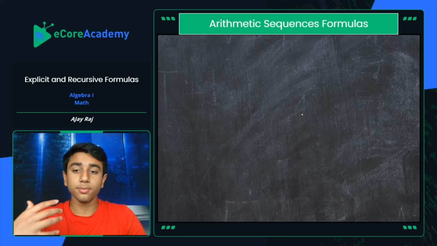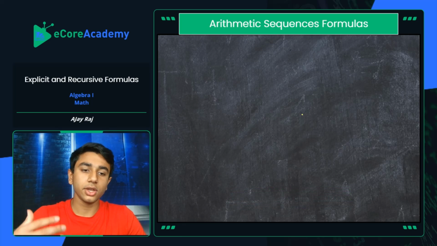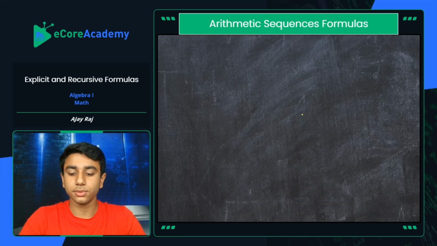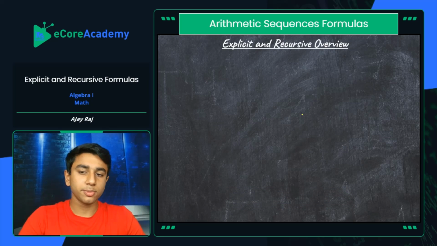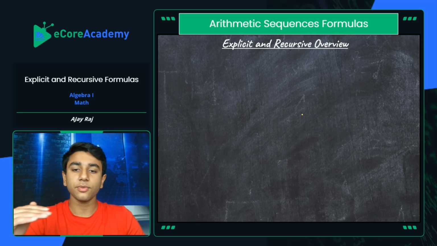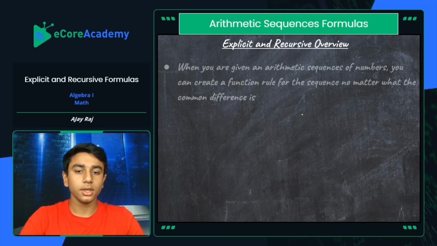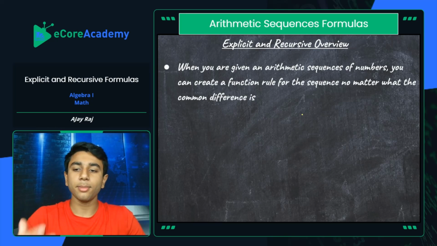So these are called your arithmetic sequences formulas, your explicit and recursive formulas. They apply specifically to your arithmetic sequences and the different properties of your arithmetic sequences. So explicit and recursive overview. I'll go over exactly why we utilize these formulas in generality, and then I'll go over each and every single one, explaining what they are definition-wise in correlation to Algebra 1, and then of course I'll go through practice problems for each one.